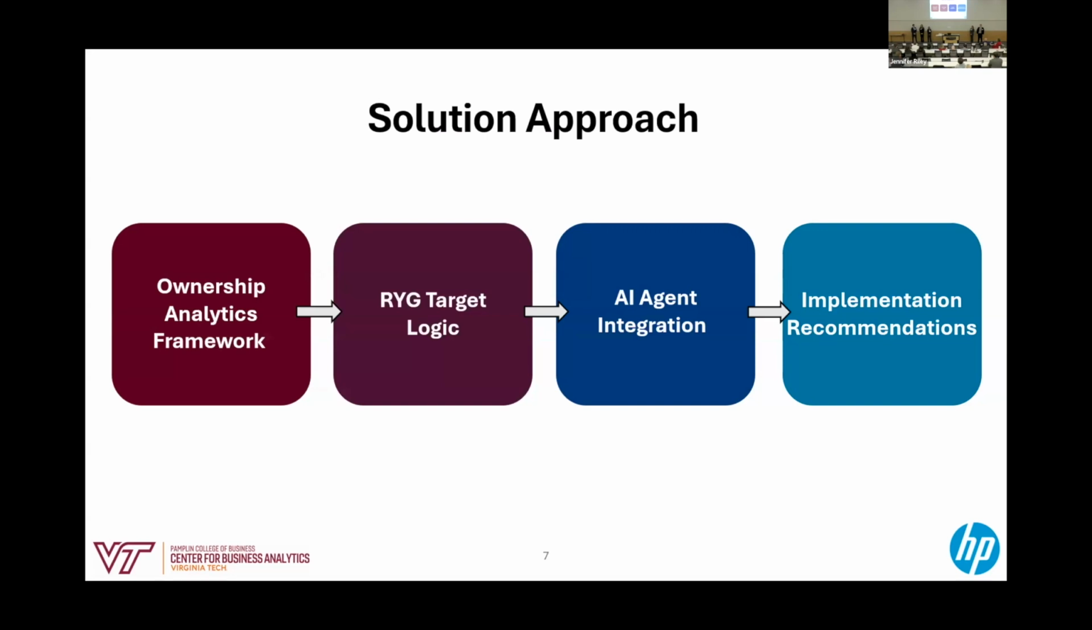This is where we built an ownership analytics framework supported by a red, yellow, green like target logic for account comparison. We also integrated an AI agent into our solution for accessibility and adoption. And finally, to conclude our project, we created a final report to highlight key next steps and implementation recommendations. And now I'm going to pass it off to Emily to talk about our methodology.